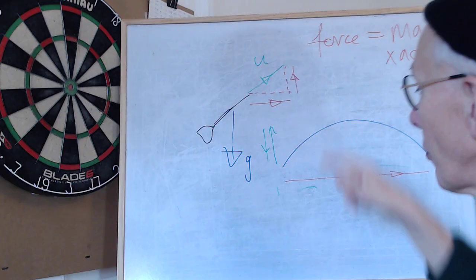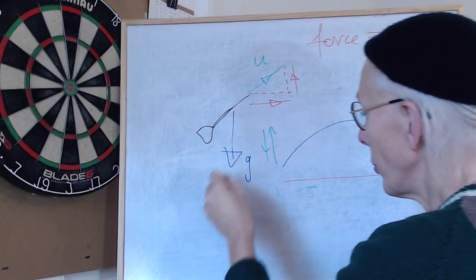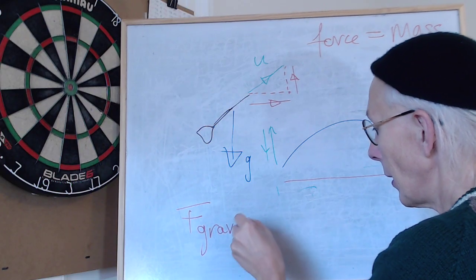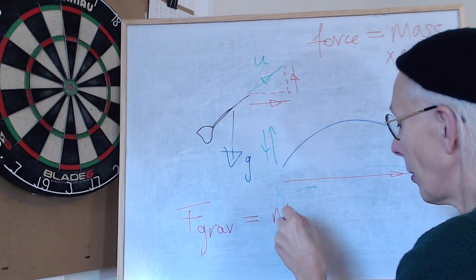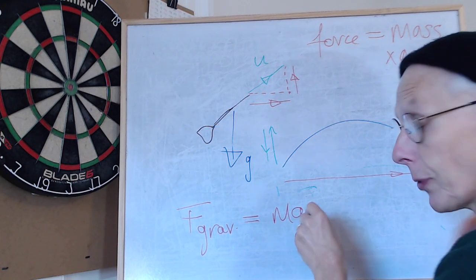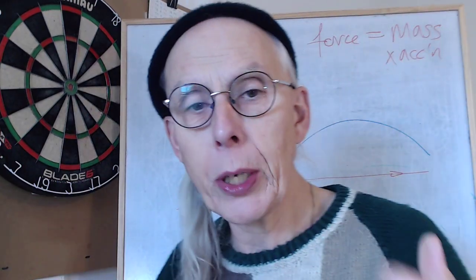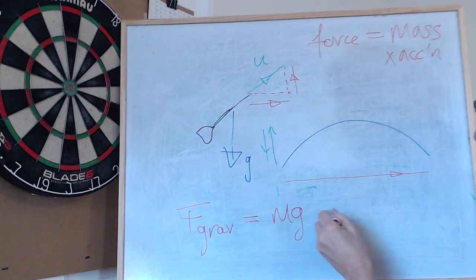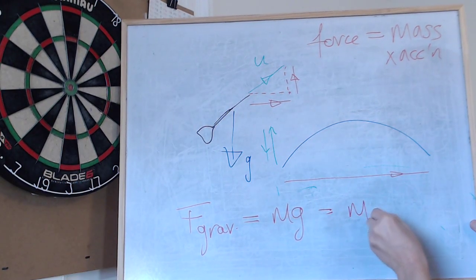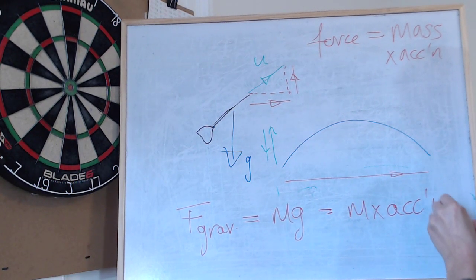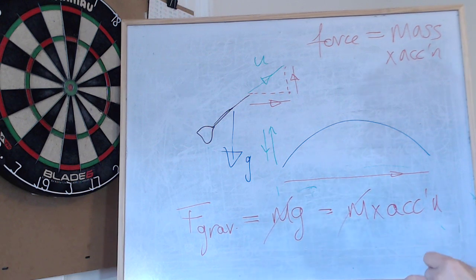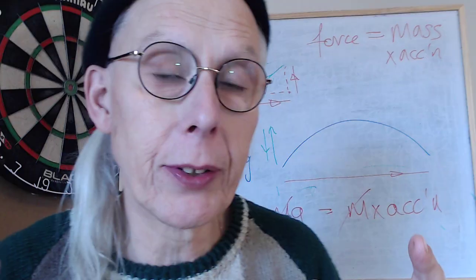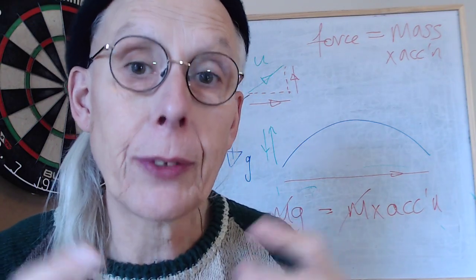If the force is due to gravity, well, the force due to gravity is actually the mass of the object times this constant that we've all seen, 9.8 meters per second squared. So if that's the force due to gravity, and this is the mass, and this is mass times acceleration, what you can see is that the mass cancels out. So the acceleration due to gravity is the same for any object, regardless of its mass.